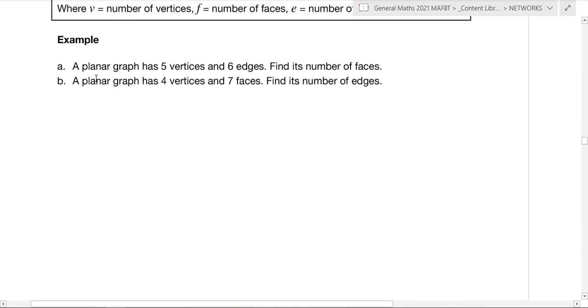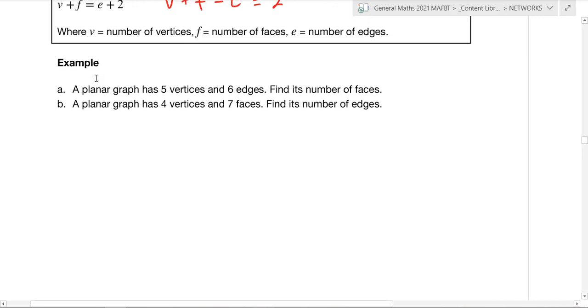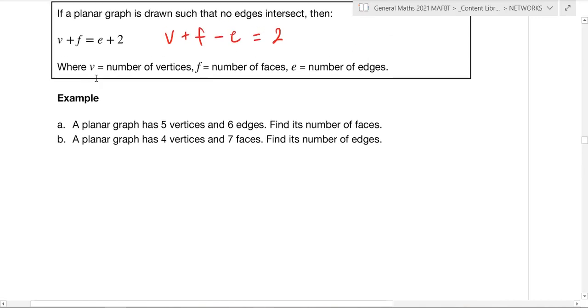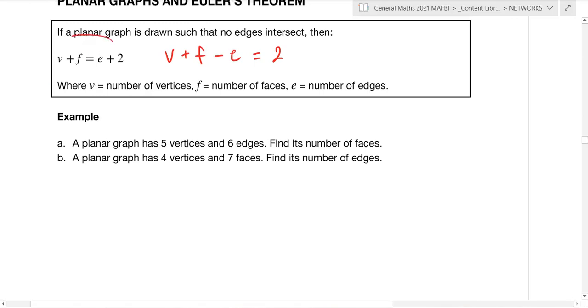So example A: a planar graph has 5 vertices and 6 edges. Find its number of faces. What this is useful for is finding other variables. So let's work out A. What I like to do here is rewrite the formula. You can use either of these, they're both the same. I'm going to use this one, because I believe it's the one the textbook has: V plus F minus E equals 2.